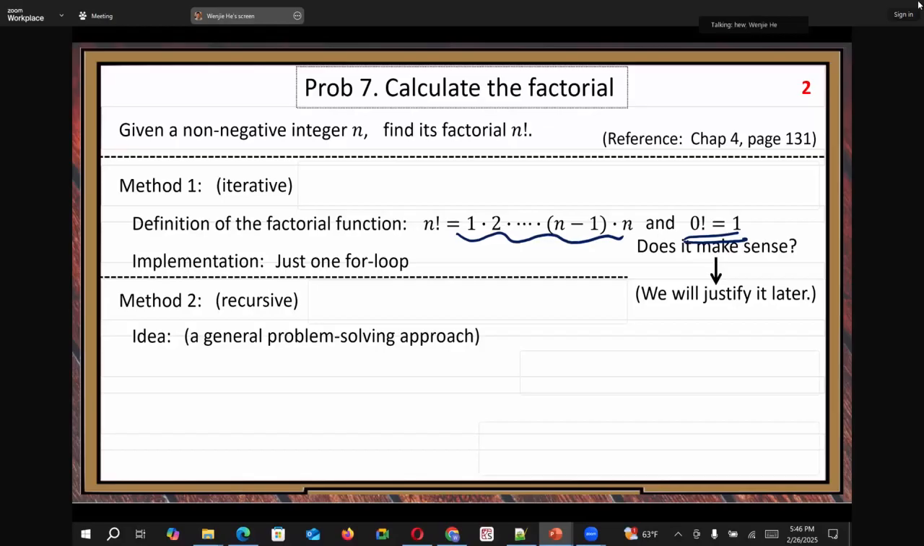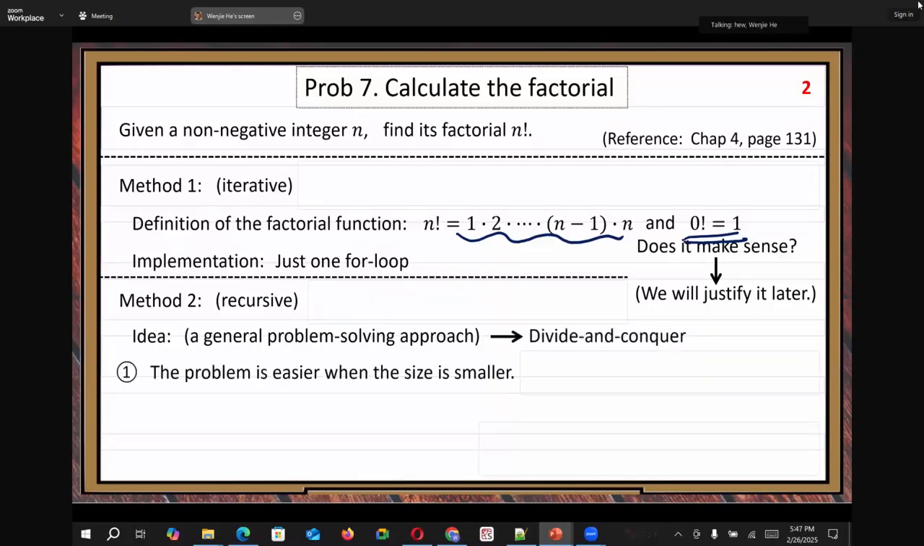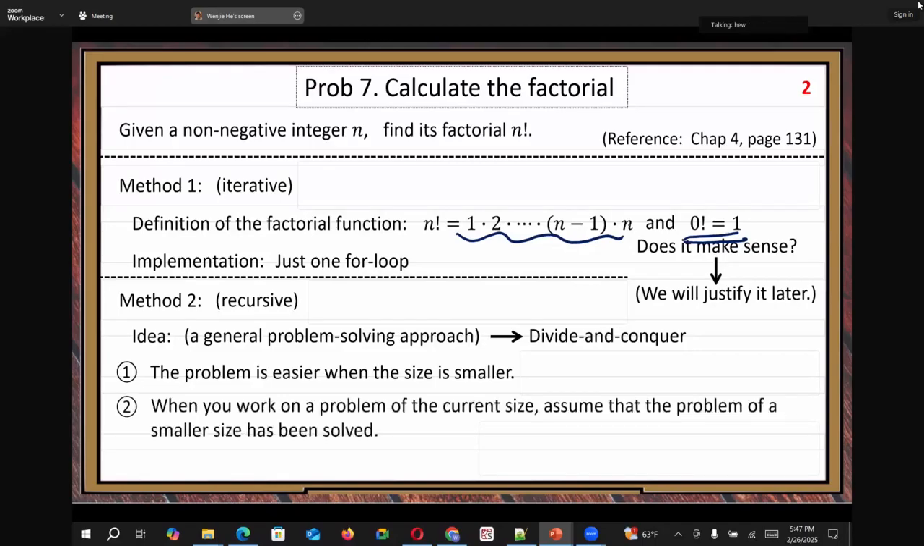Divide and conquer. You know divide and conquer, right? Our module 4 title will be divide and conquer. But here we get that situation, so we want to do divide and conquer on this n factorial. Let us write the formula. When we divide a problem into a smaller problem, the smaller the problem, the easier to solve. So when we work on a problem of the current size, assume that the problem of the smaller size has been solved.